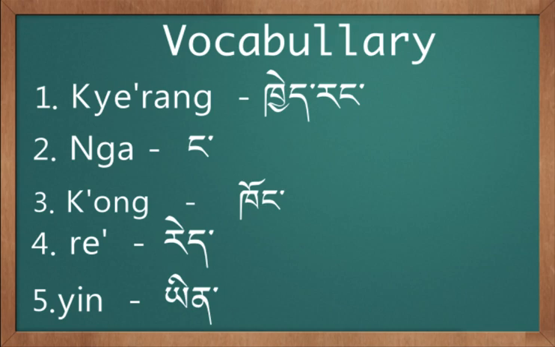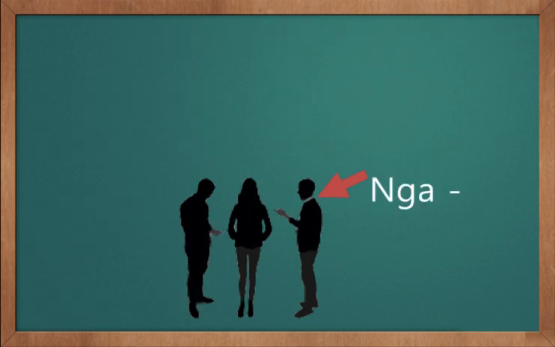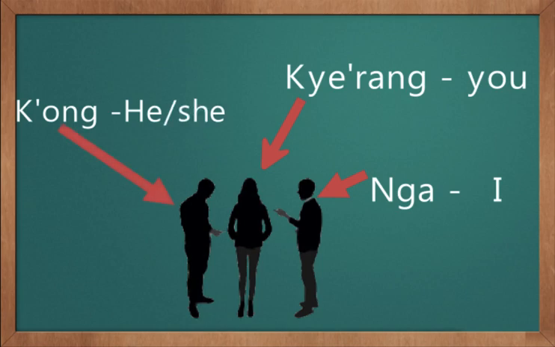The personal pronoun of the first person, I, in Tibetan is nga. The personal pronoun for the second person, you, is kerang. The personal pronoun for the third singular person, whether he or she, in Tibetan is kong. Kong is also an honorific way to address a personal pronoun of the third person.